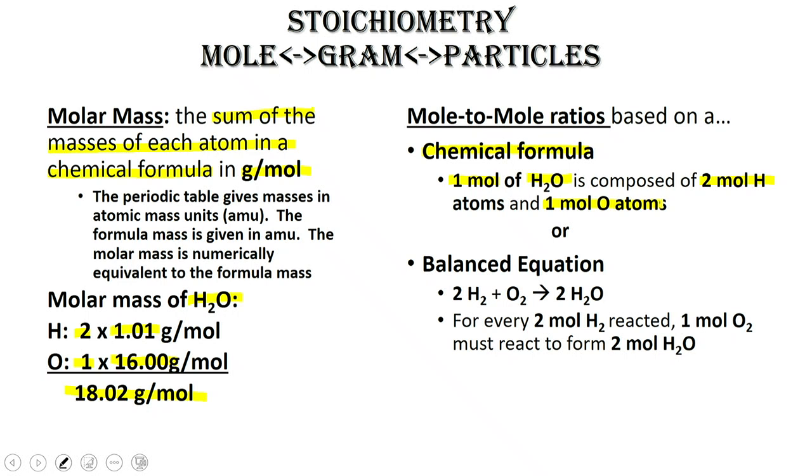Another type of mole-to-mole ratio we will use often is a balanced equation. Given the balanced equation of the synthesis of water, we have 2 moles of hydrogen reacting with 1 mole of oxygen, and it reacts to form 2 moles of water. So in this balanced equation, those coefficients give us the number of moles.